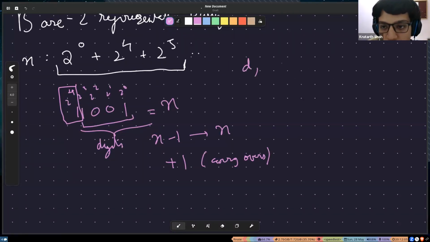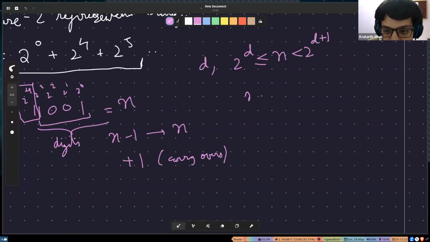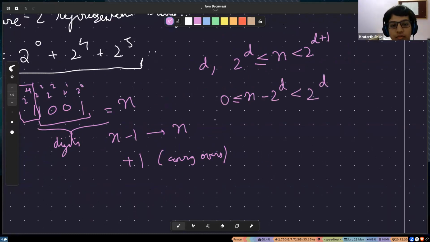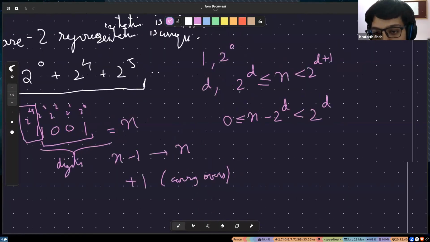So what I'll do is I'll consider the d such that 2 to the power of d is at most n, which is less than 2 to the power of d plus 1. So I'm just picking the largest power of 2, which is at most the number itself. Right. And now I'll subtract this with 2 to the power of d. So we are using strong induction here. So obviously 1 is representable, right? Just pick 2 to the power of 0.